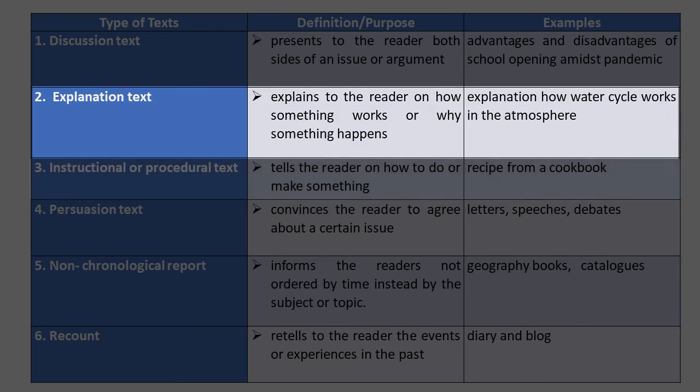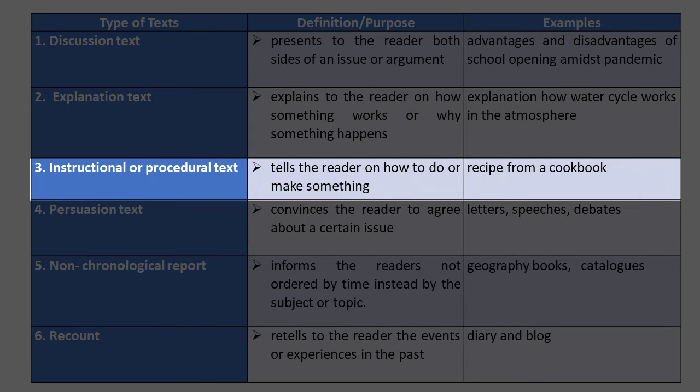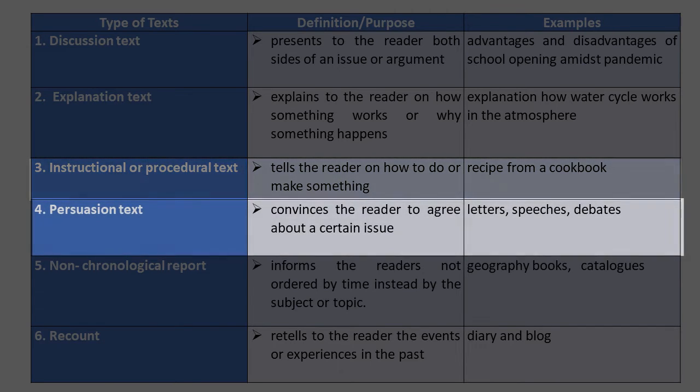The third one is the instructional or procedural text. This is a type of factual or informational text that tells the reader how to do or make something. An example of this is a recipe from a cookbook. Another type is the persuasion text. This aims to convince the reader to agree about a certain issue. This can be in the form of letters, debates, and speeches.